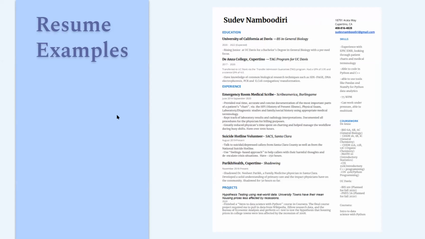Similarly, this is my resume. So it follows a very similar style. I have my education first with the most recent things I did, along with my experiences and my projects. And on the right-hand side, my skills, where I specifically list out things that I've done. And even some soft skills, like can work under pressure, able to multitask. I specifically selected those phrases because I know I can back that up with some of the experiences I've had. And then we also have my coursework section where I talk about all the coursework I've taken at both my community college and at UC Davis.